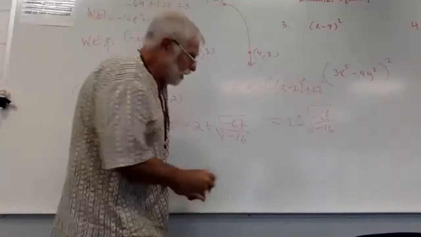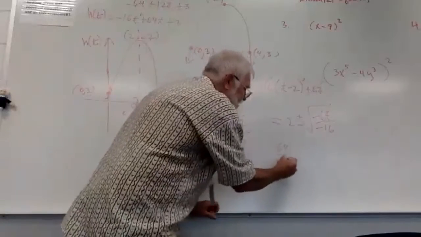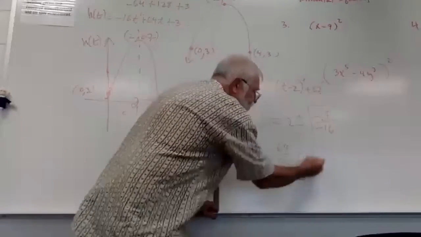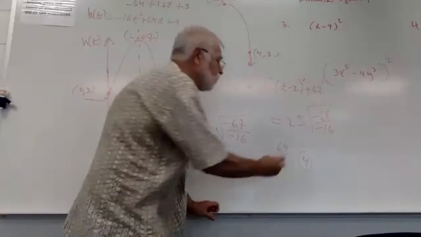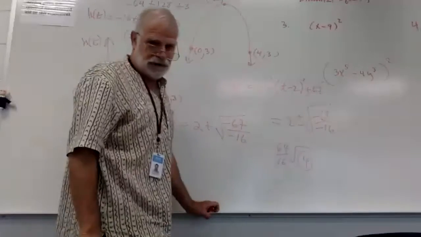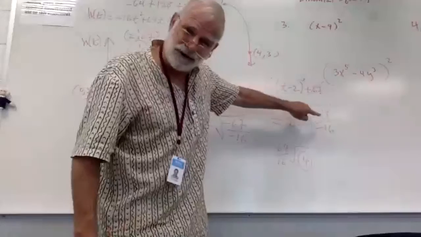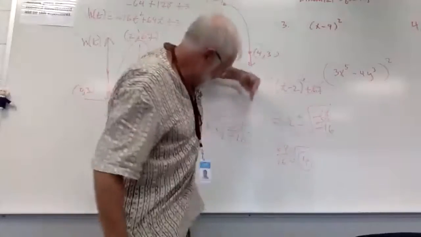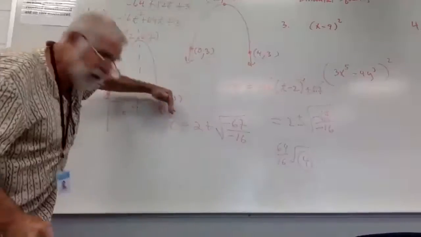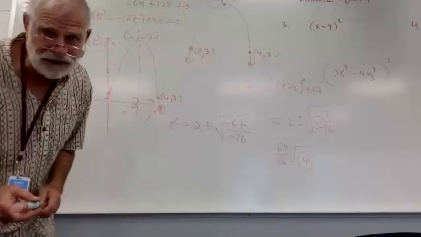Now, what is 64 divided by 16? 64 divided by 16 is 4, is it not? And what is the square root of 4? 2. So isn't this a little bit bigger than 2 seconds? Isn't it just a little bit more? And then it hits the ground?